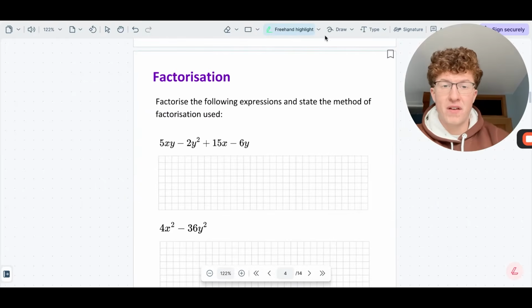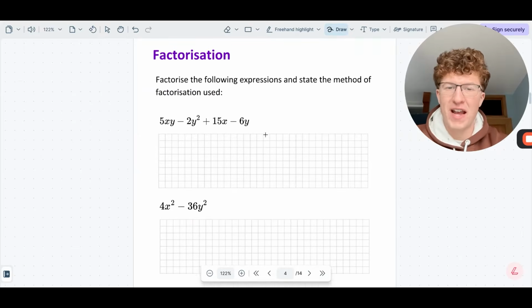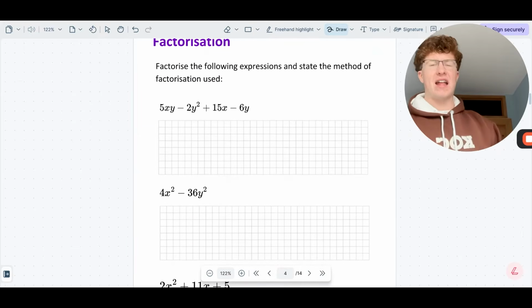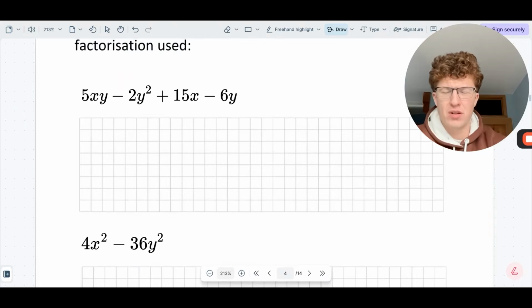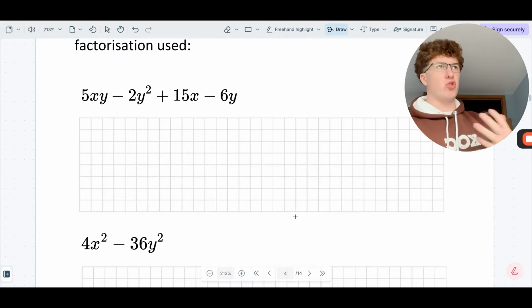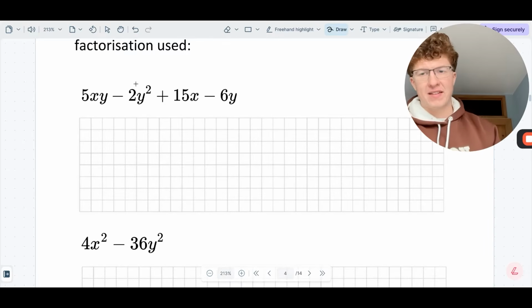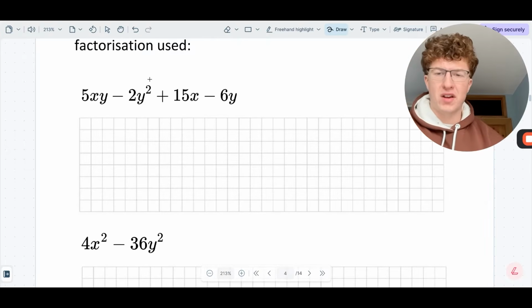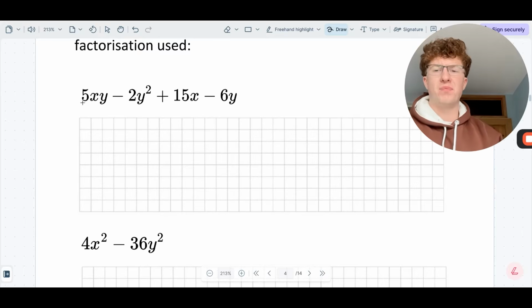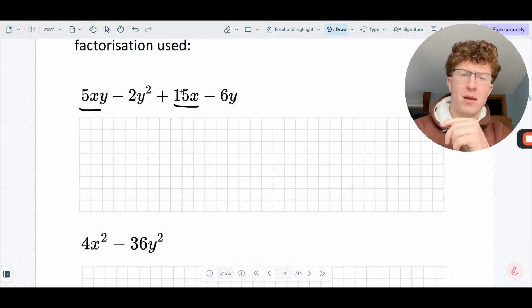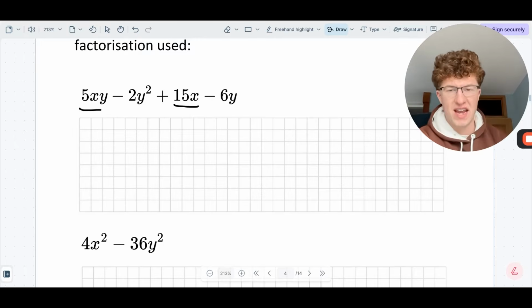Now, factorization. We want to factorize the following expressions and label which method we use. This first one here, we notice that there are 4 terms here. So I would say it's more than likely we're going to be grouping terms here. And if we look, okay, this 5xy does have a y in common with the minus 2y squared here. But it would actually have more in common with the 15x because they have a 5 in common and the x in common.